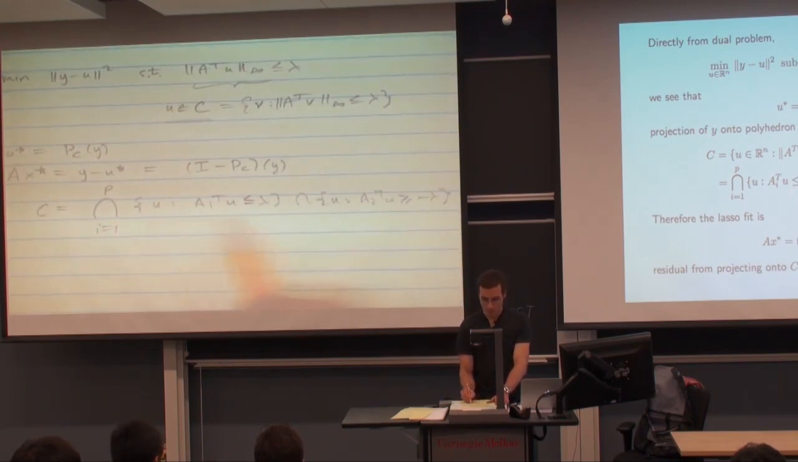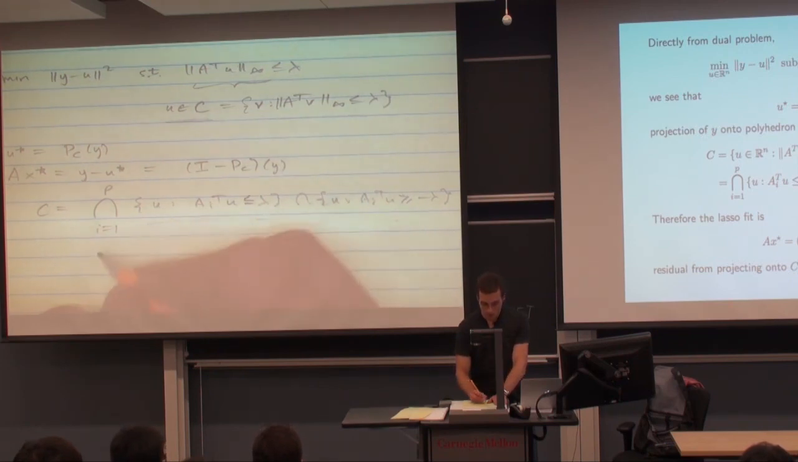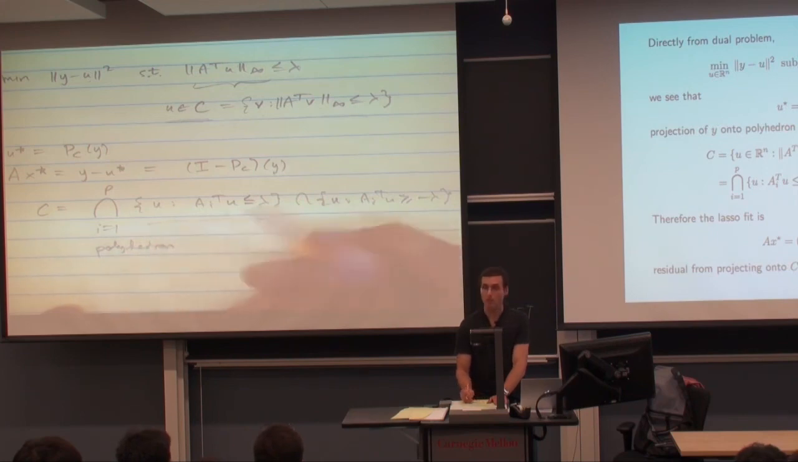Right? Because if I put these two together, this tells me that the absolute value has to be less than or equal to lambda. And if I take the intersection, I get that it's less than or equal to lambda for all coordinates. And therefore, we know C is actually just a polyhedron. Right? It's an intersection of half spaces.